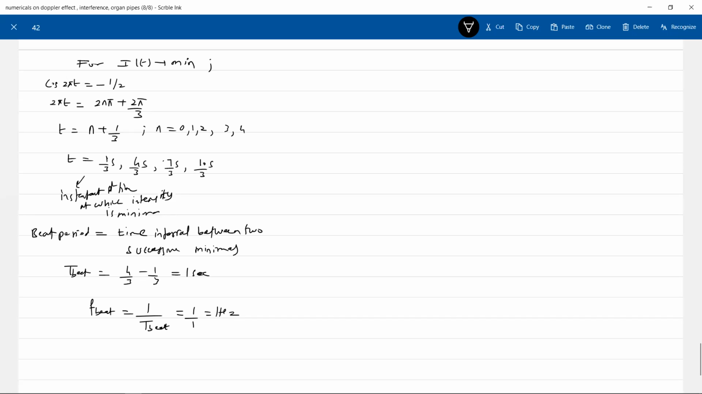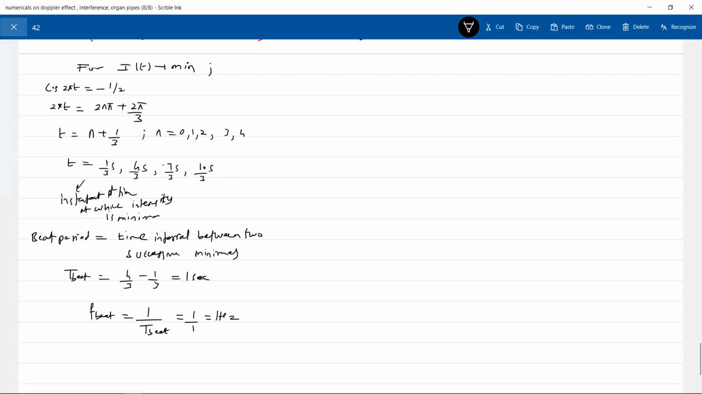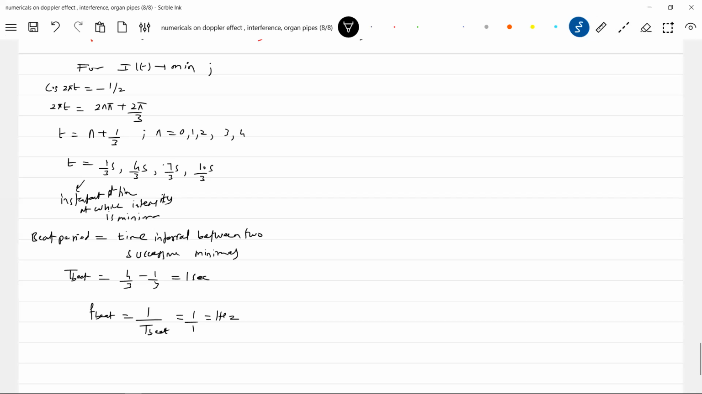Okay, there are various methods, no? Okay, let's plot the intensity versus time graph. I'm interested in that graph. Okay, let me show that graph.